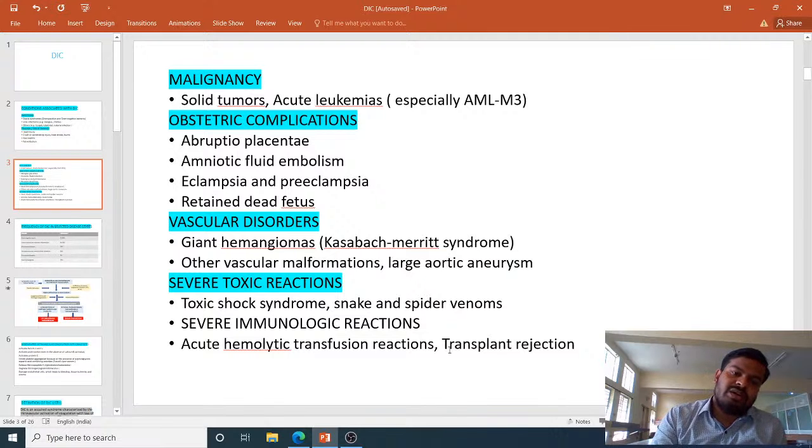So these are all the causes that can lead to DIC. So these are all the causes listed.